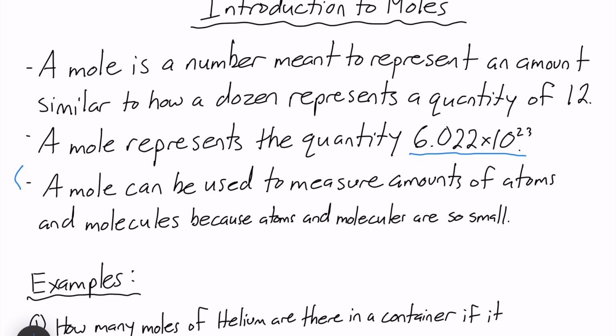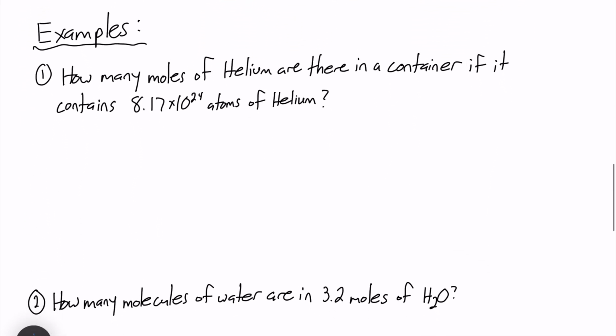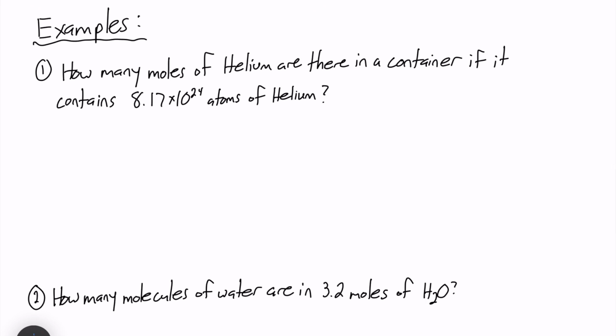But in our third point here, this can be used to measure amounts of atoms and molecules because, as you all know if you've taken some chemistry courses, atoms and molecules are very, very small substances. Okay, so we need a very large number to represent an amount of them. So we have a couple of conversions that we're going to do when we're going from, let's say, atoms to moles or molecules to moles and vice versa.